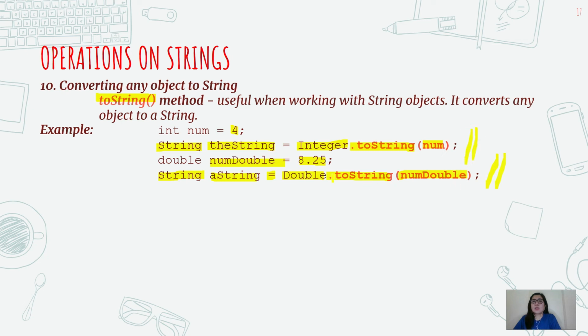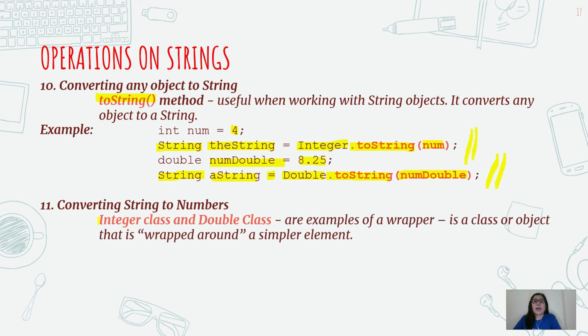Same is true for 8.25. It is considered a string. So, even if you put any operation there, it will no longer perform calculations. What will happen is it will just be appended because it is considered a string. Next, we also have converting string to numbers.